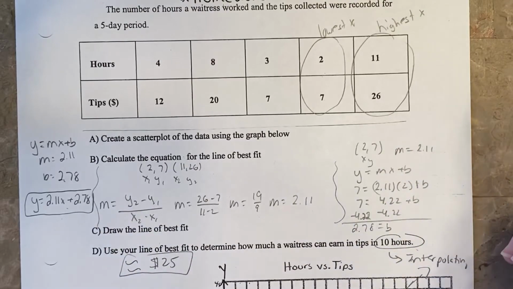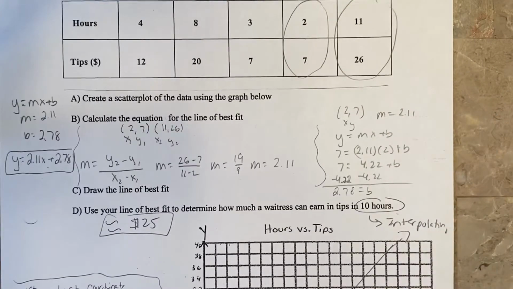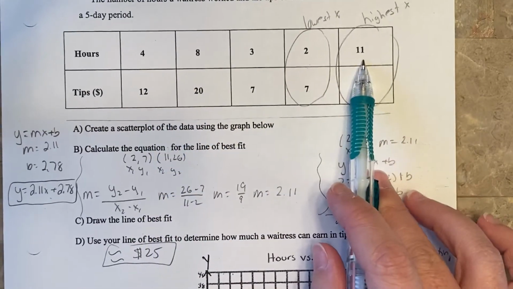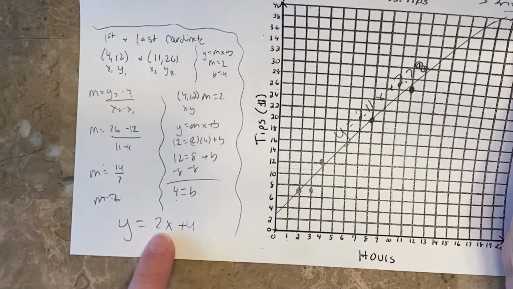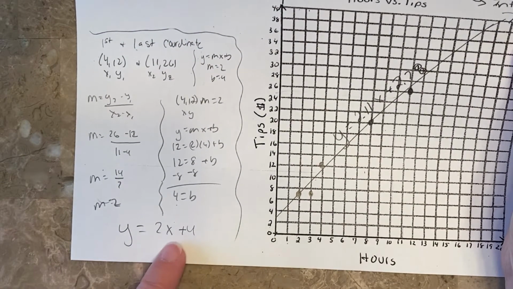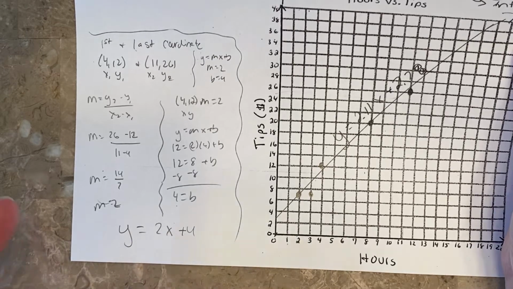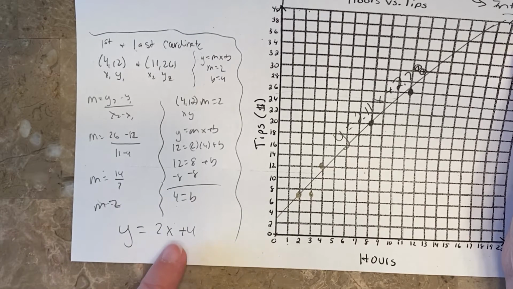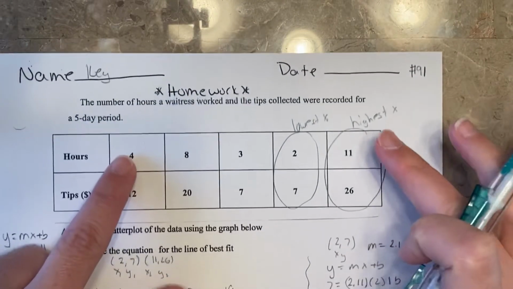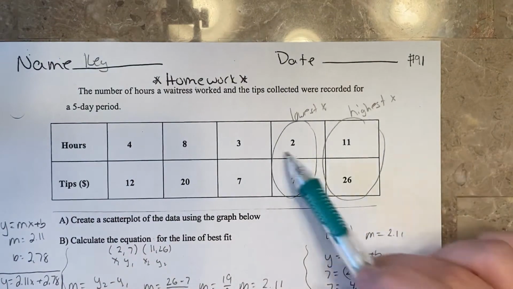Some people by accident may have done the first and the last, thinking those are the lowest and the highest. So I did put that answer down here. That was 2x plus 4. If you picked the wrong points but got this right equation, I guess that's good, but this would not be correct. If you got 2x plus 4 and you're not sure why, it's most likely because you used the first and the last instead of the lowest and highest.